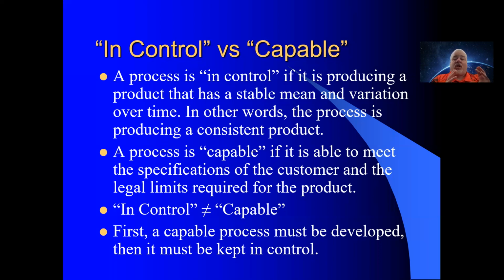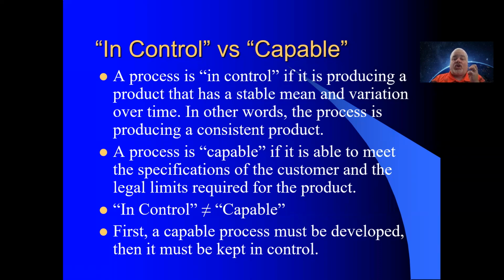But in control just means it's stable. Capable means it is able to meet the specs of your customer. And the reason I didn't bother with this slide is because McCormick's not going to have an incapable machine. Of course, they're going to have you working on machines that are capable of producing the products that their customers want to buy. That's not a question. But in manufacturing, that is an important distinction.